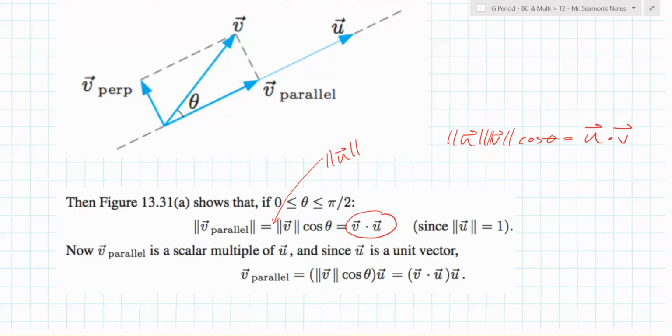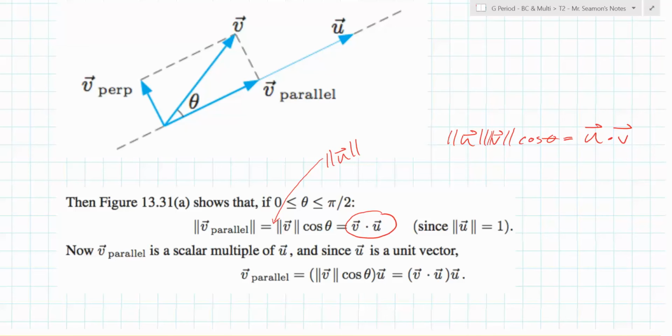What's the magnitude of this vector? V dot U. What direction are we going in? U. But what's the magnitude of U? It is 1. This is hard. I'm saying this out loud because it's hard. The magnitude of the direction we're going in is this, but the direction we're going in is U, right?